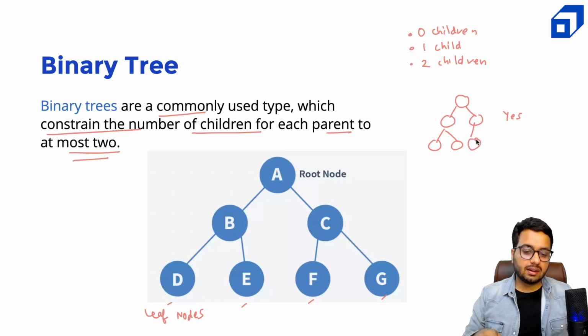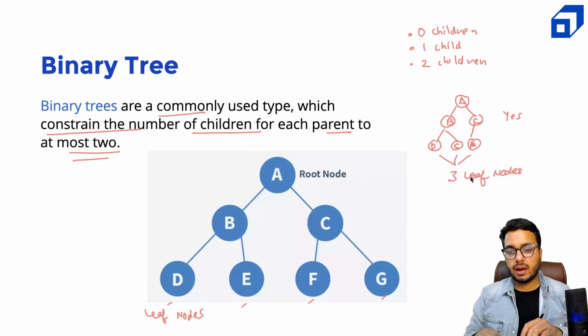Okay, is this a binary tree? The answer is yes. So this node, the node C, it has 1 child. A and B, they have 2 children, and D, E, F, they don't have any children. Hence, in this case, we have 3 leaf nodes. So this is again an example of a binary tree, right?